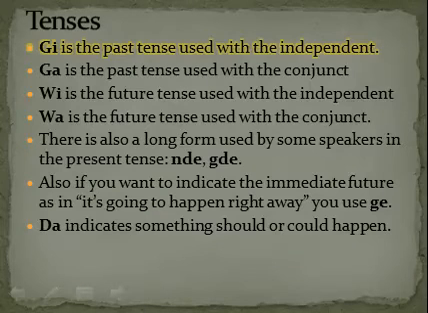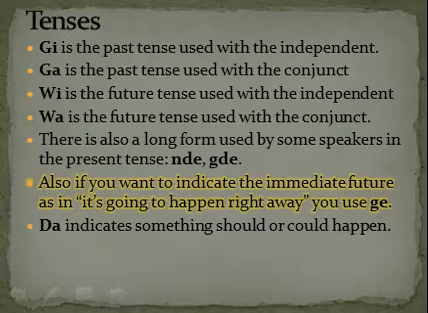The tenses. Gi is the past tense used with the independent. Ga is the past tense used with the conjunct. We is the future tense used with the independent, and wa is the future tense used with the conjunct. Also, sometimes speakers will put an e on the front of the gi, and it will cause it not to change to ga or wa for the conjunct, so like egi, ewi, and then use it with the conjunct. There's also a long form used by some speakers in the present tense, nede, gede, as an example.